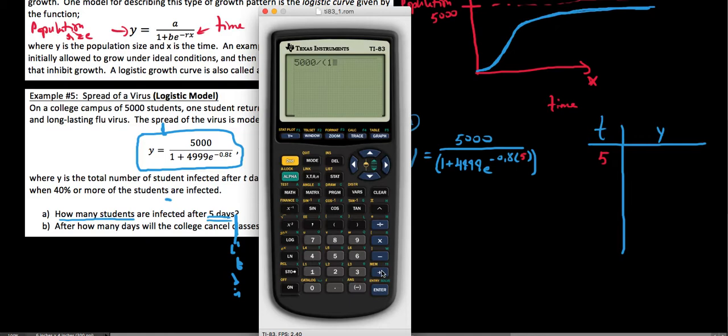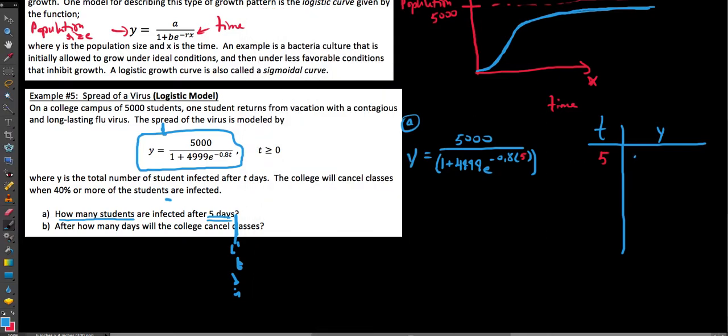We have 1 plus 4,999 times e to the power of negative 0.8 times, in this case, a time of 5 days. Okay, so we have an end parenthesis. That's the end parenthesis for my exponent here, the negative 0.8 times 5, and I need another end parenthesis for everything in the denominator. If I hit enter now, we see about 54.02.